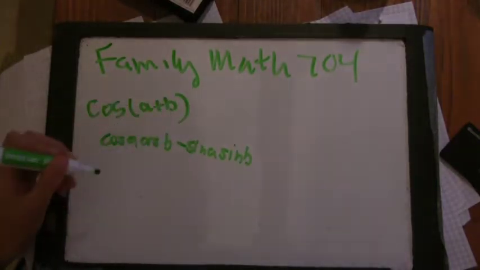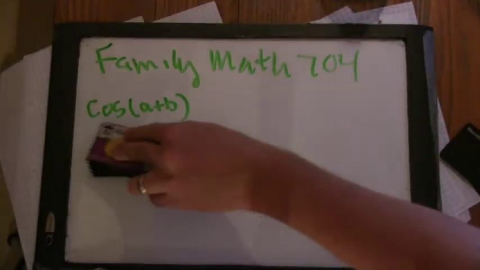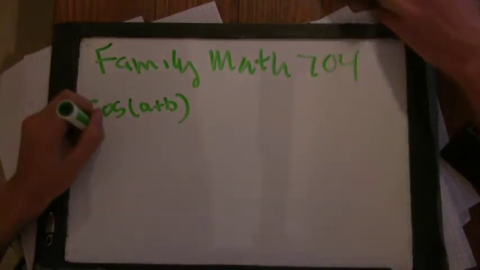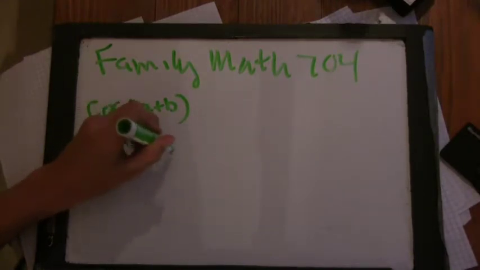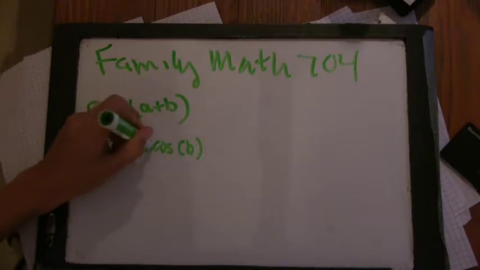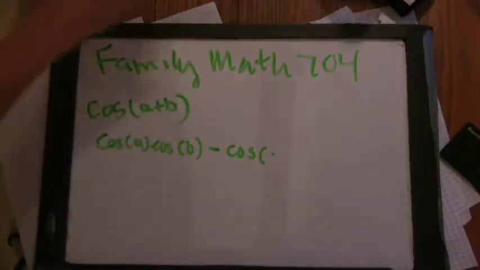Okay, so one suggestion I would make for you is to write things out with parentheses. That'll avoid confusion. Cosine A times cosine B. Yeah. Or sine.